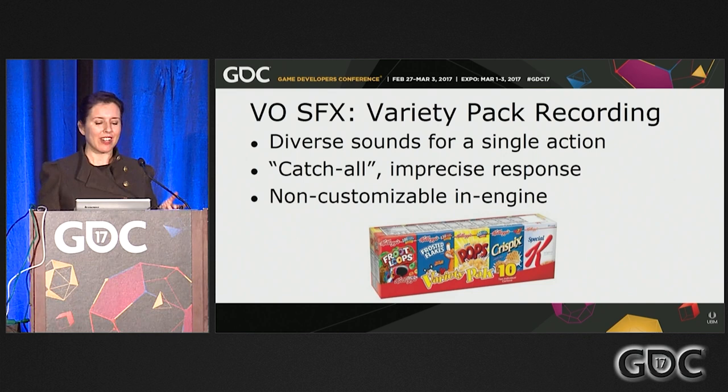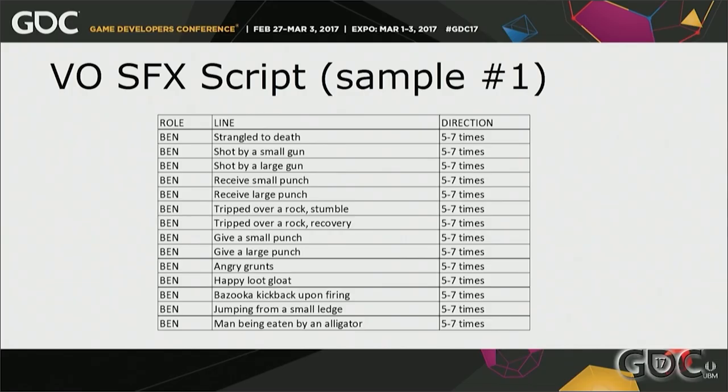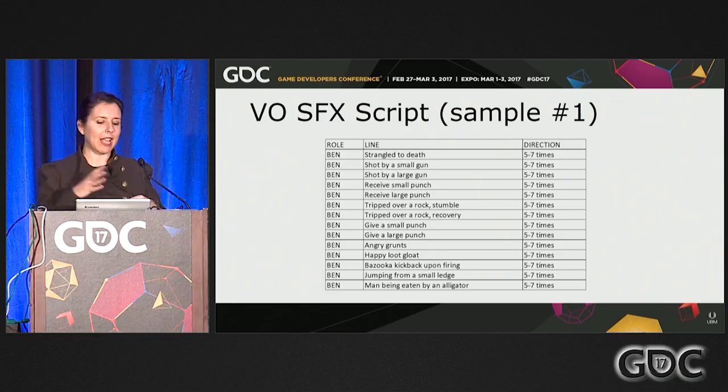They're non-customizable in engine. Let's say you have a bank of 20 sounds coming from a script like this, 20 strangle to deaths. So you have maybe some wet ones, maybe some short ones, maybe some long ones. And the engine is going to randomly call them from the sound bank. Some people will key it to the art, but that's pretty complicated from an implementation standpoint.